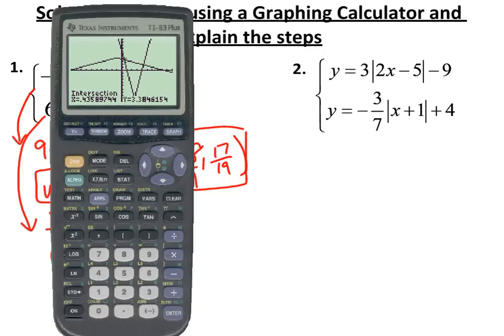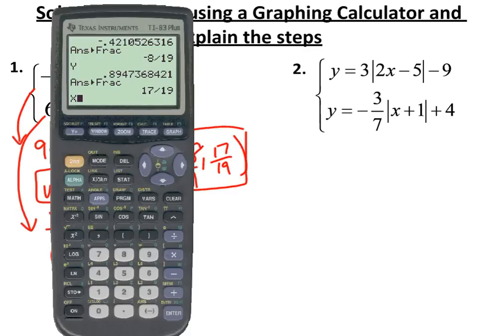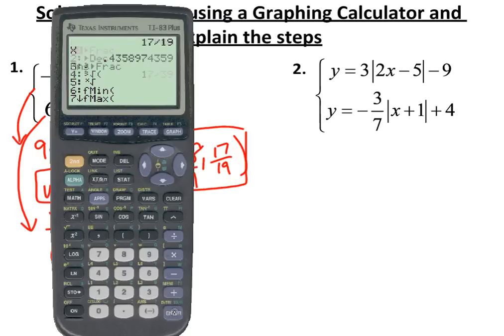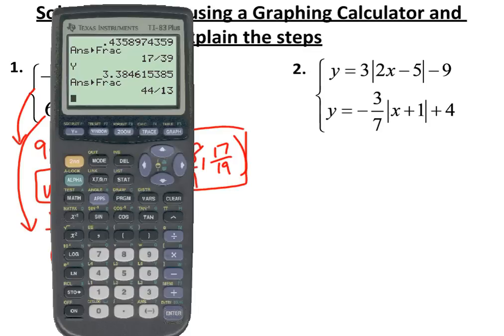So again, now my calculator has re-saved x and y. So I'm going to quit. There's my new x. I'm going to change it to a fraction. And alpha 1 gives me y. Just make sure that was it. And I'm going to change it to a fraction. So I'm going to get 17/39 and 44/13.